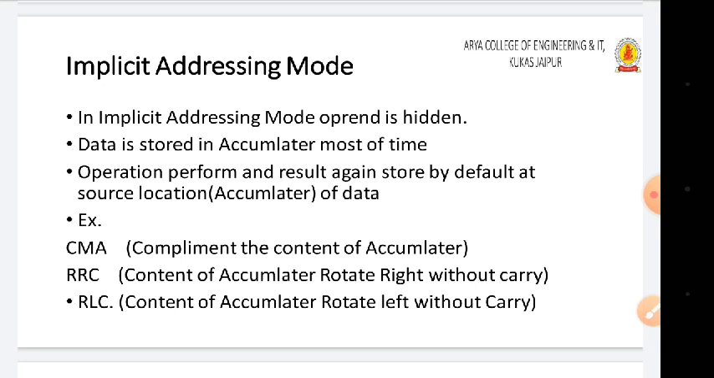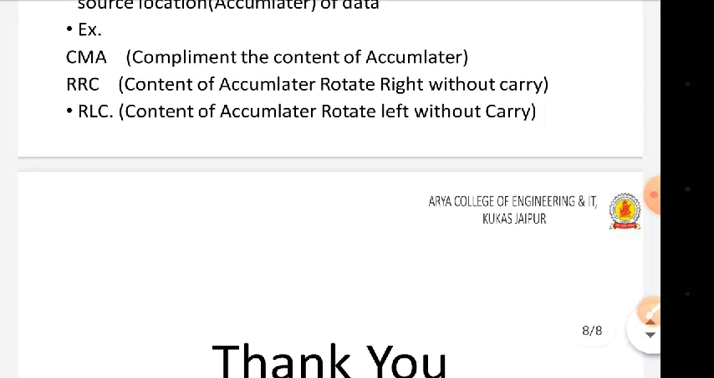In implicit addressing mode, there is no second word, only a single word: CMA, RRC, RLC are only single words in the instruction, with no operand given here. So it means by default the operand is in the accumulator.